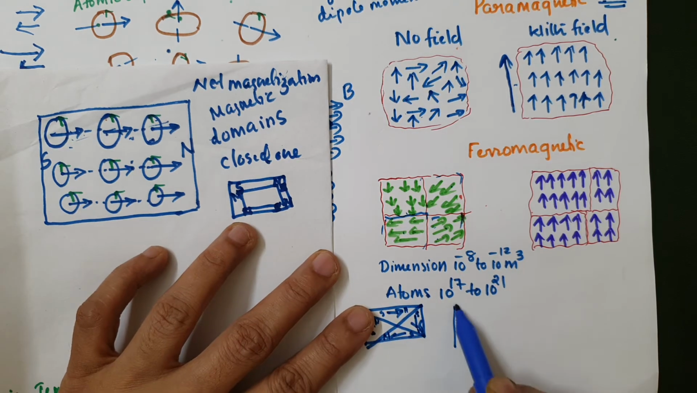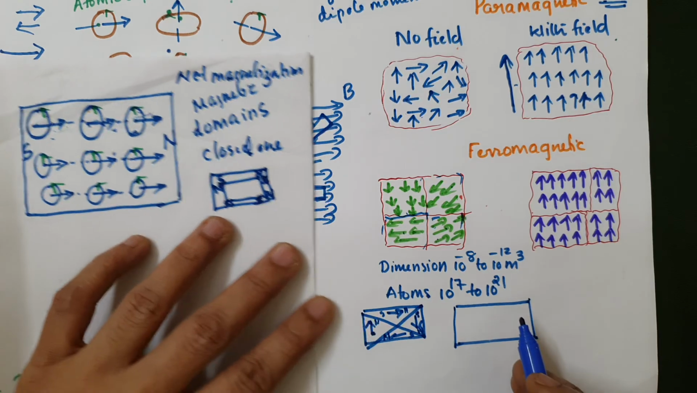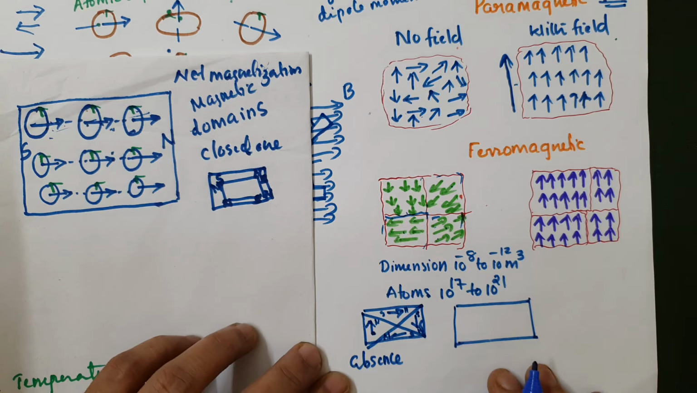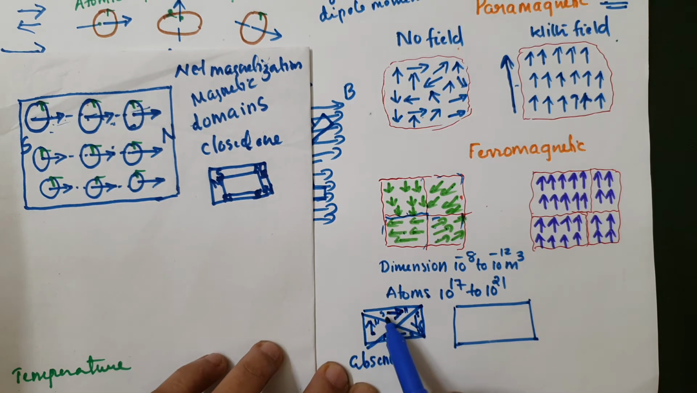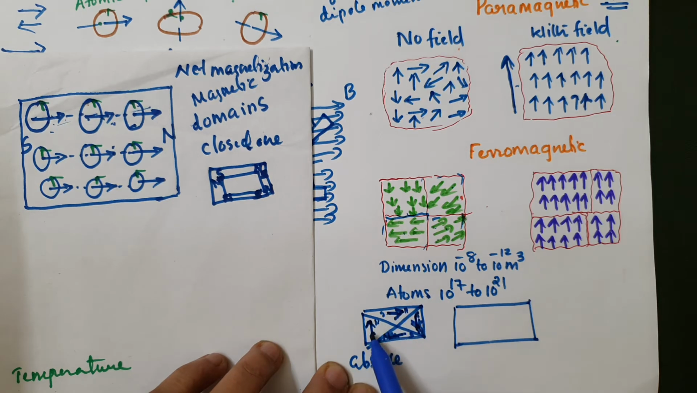And if I apply a magnetic field, this is the absence of magnetic field. These domains form a closed loop. That is, the domains are arranged in this direction, this direction, this direction, that is, it forms a closed loop, in the north-south, north-south direction. That is, each of these is considered as a separate magnet.